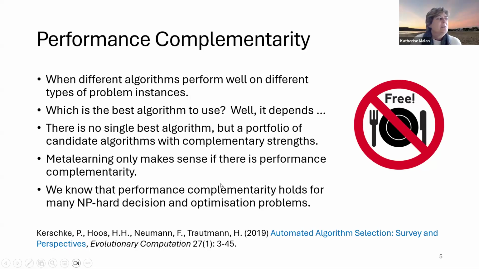But it's this whole idea that sometimes certain algorithms are good and sometimes they're not. And meta-learning only makes sense when there is performance complementarity. So we know that performance complementarity does seem to hold; many people have shown that it does hold for a large class of NP-hard decision and optimization problems. But when you're starting a new study, I think it's always important to just show that it does exist, because there's no point in analyzing which algorithm to use for a new problem if there is one algorithm that's always the best. So just do the performance complementarity test first before you go further into analyzing things.